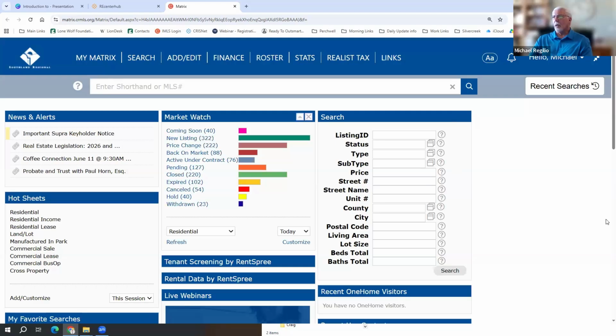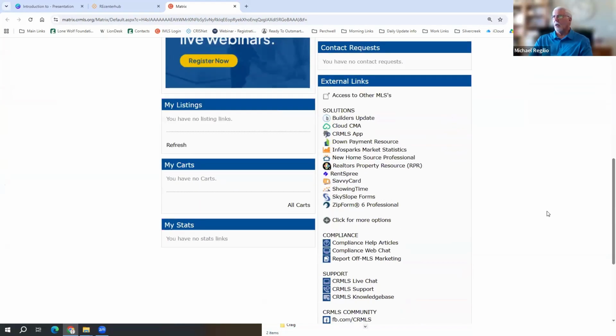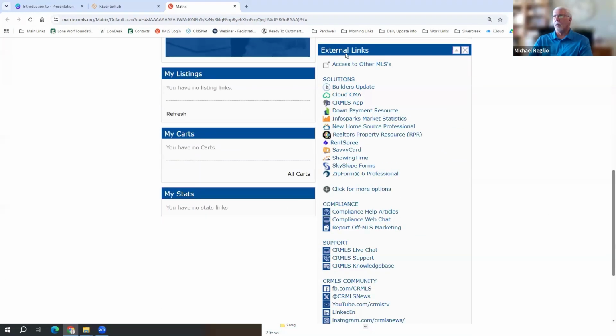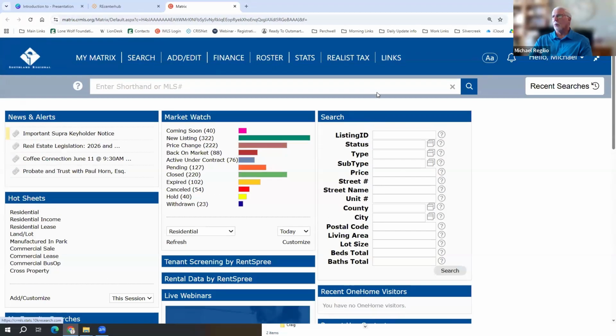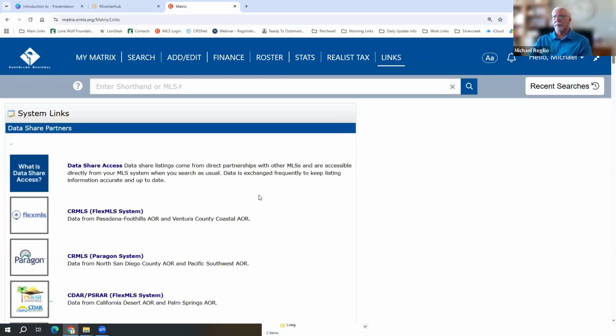All right, so there's a couple ways. The first way is we have this section on the Matrix homepage for external links. And if you look down here, it shows InfoSparks market statistics. That's way number 2 to get to the InfoSparks program. And the third is to go under the links.